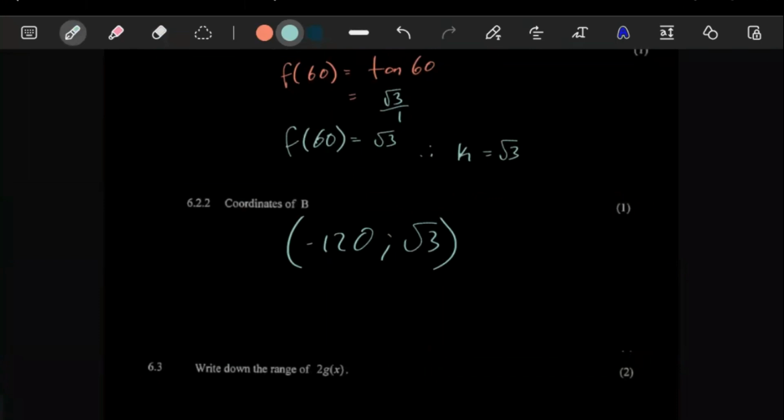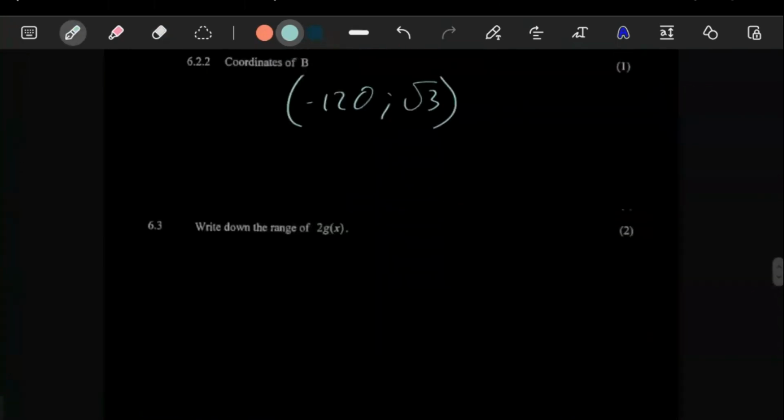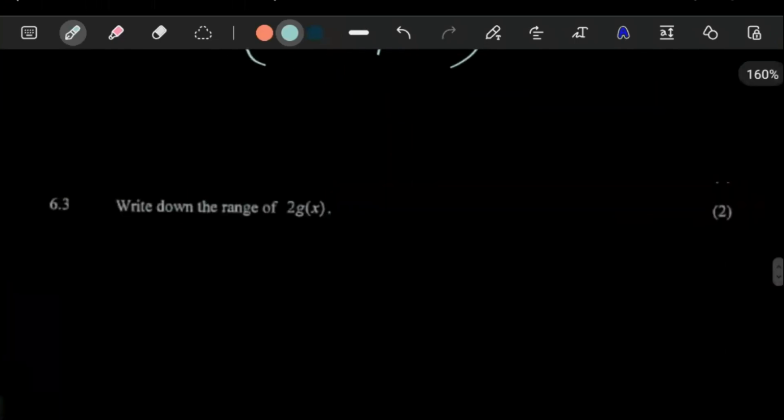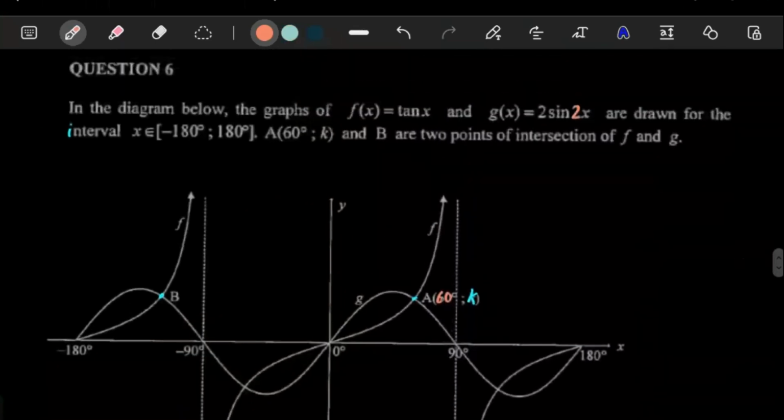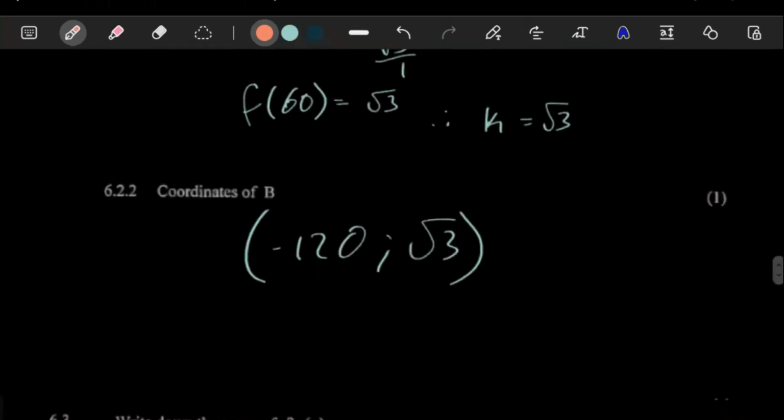Let's see. Moving on. They want us to do what now? They want us to write down the range of this expression. So obviously the equation of g is what we need to think of first. The equation of g, what is the equation of g? The equation of g is just 2 sine 2x, you see?